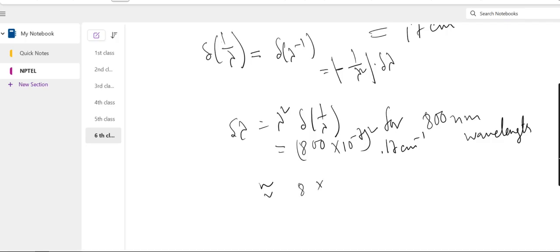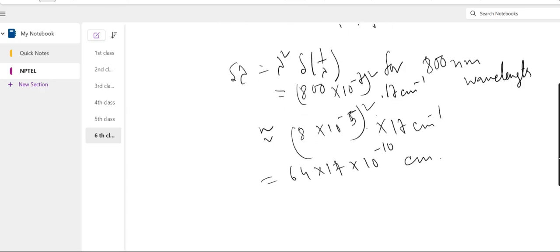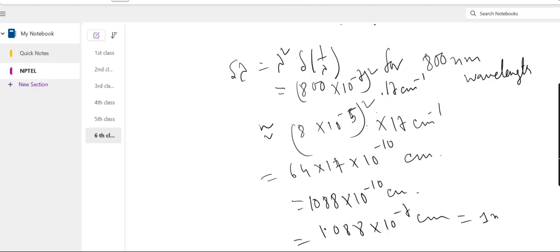So this is basically (8 × 10^-5)^2 × 17 centimeter inverse. So 64 × 17 × 10^-10, which is centimeter square times centimeter. So 64 × 17 is basically 1088 × 10^-10 centimeter. So 1.088 × 10^-7 centimeter, which is 1 nanometer.